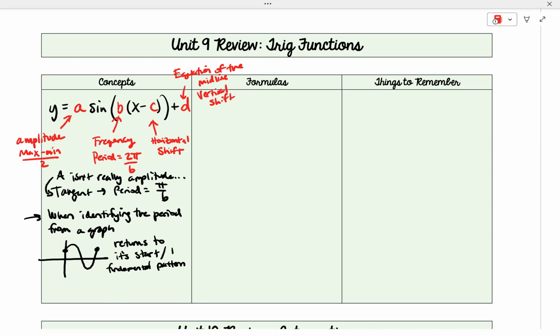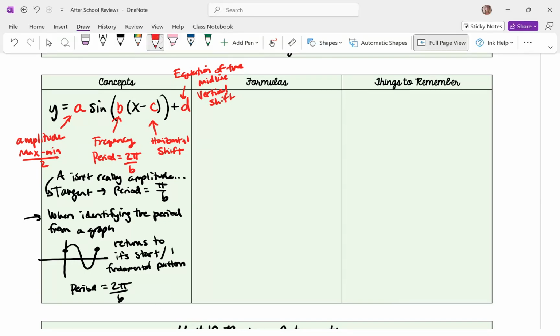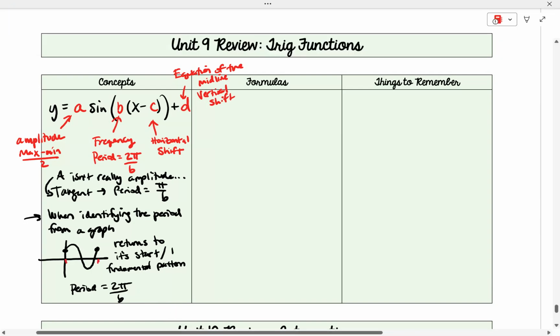So once you get your period, that's the distance along the x-axis. You take that period, you set it equal to 2 pi over b, and then usually they ask you to find b from there, okay? So this distance becomes your period. Now, things to remember, okay?